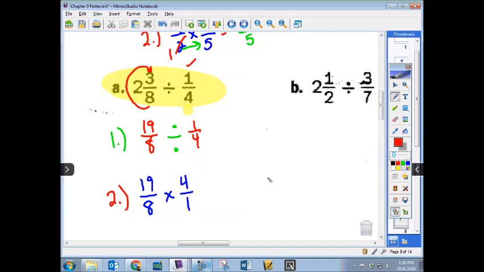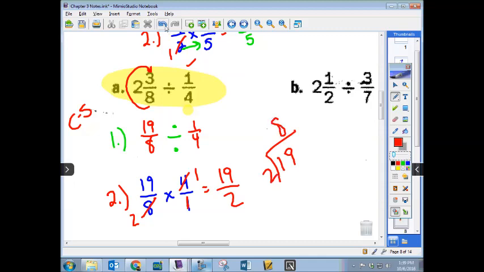Now we're at this step, we can do what again? CS, cross simplify. Okay, 19 and 1, clearly nothing, 1 is the only factor of 1, so that's not going to help us. But 8 and 4, what do they share a common factor of? Hopefully you're all saying 4. So I'm going to divide both of those by 4. So 4 divided by 4 is 1. 8 divided by 4 is 2. Top times top, 19 times 1 is 19. 2 times 1 is 2. Now we're ready to do the division. 19 divided by 2 would give us 9 and 1/2 is your answer. Okay?